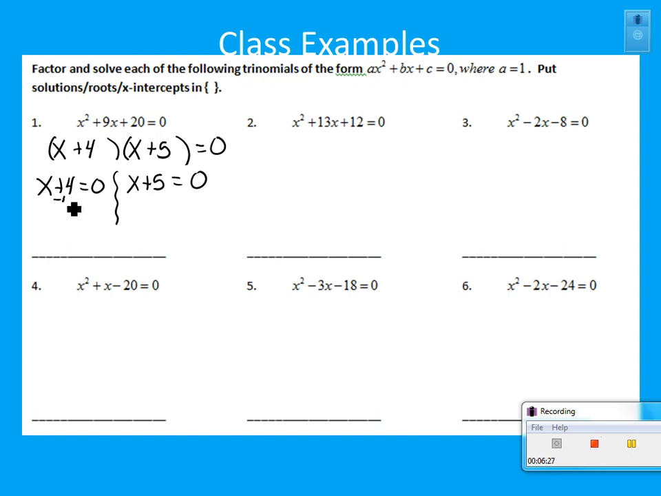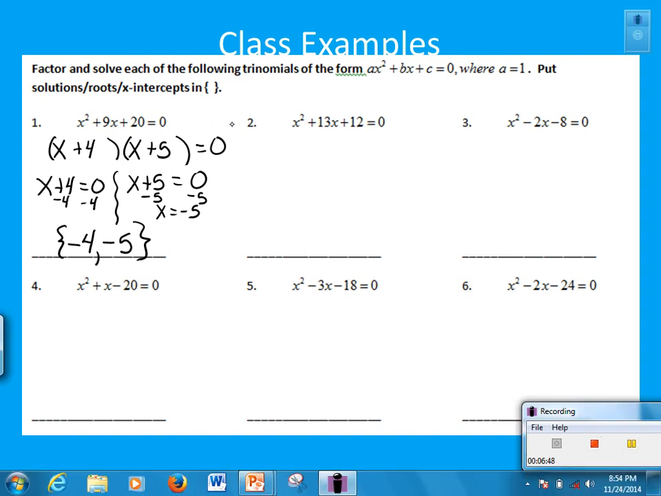So on this one, I'm going to subtract 4 from both sides. So one answer is negative 4. On this one, I'm going to subtract 5. So my other answer is negative 5. And then notice once again, I put them in those cool little looking parentheses in the braces.